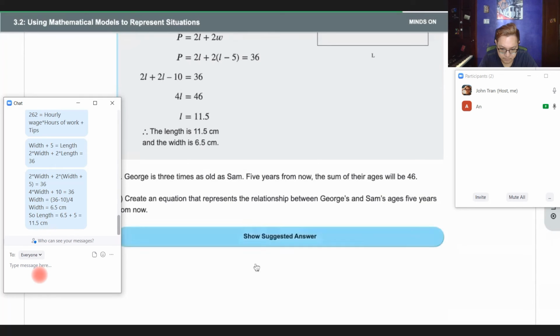George is 3 times as old as Sam. 5 years from now, the sum of their ages will be 46. Create an equation that represents the relationship between George and Sam's ages 5 years from now.